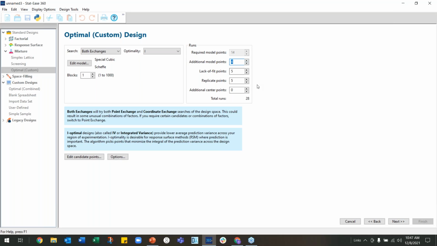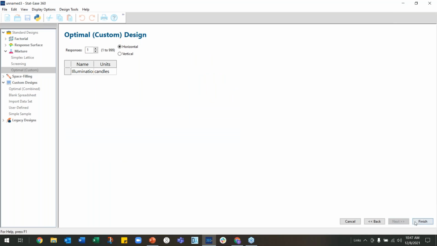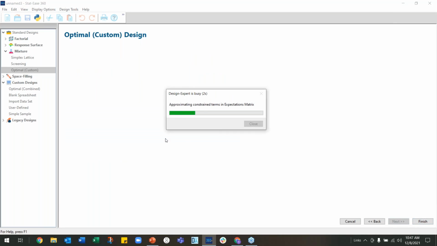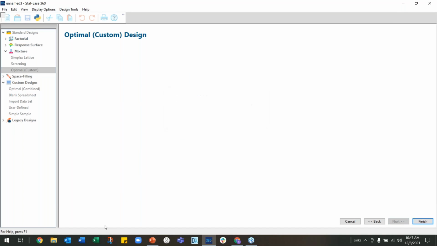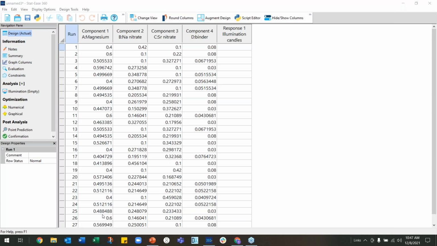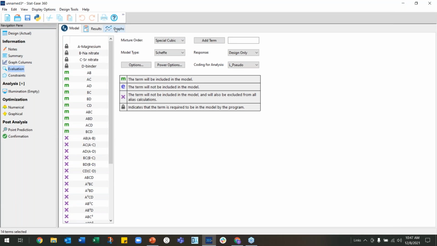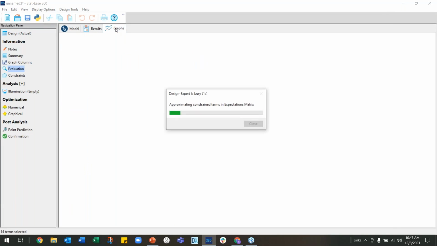And this would be a little bit of trial and error. How many more model points do I need? You often don't need a lot more. In fact, I'm just going to add 4 more. It's not a lot more work. And then build that design. And go to evaluation again. Go to graphs.